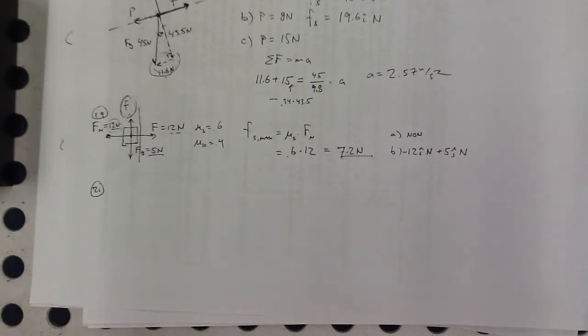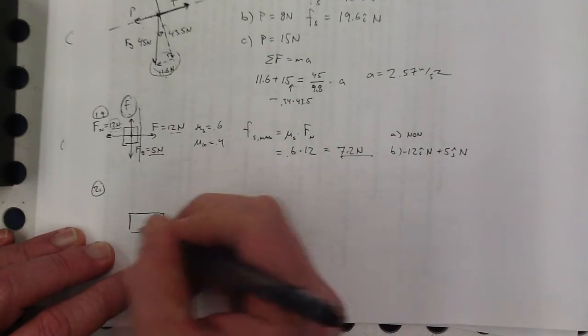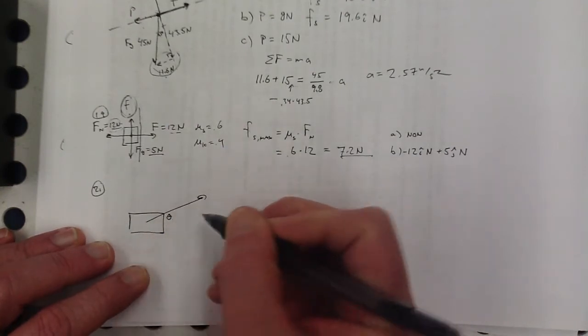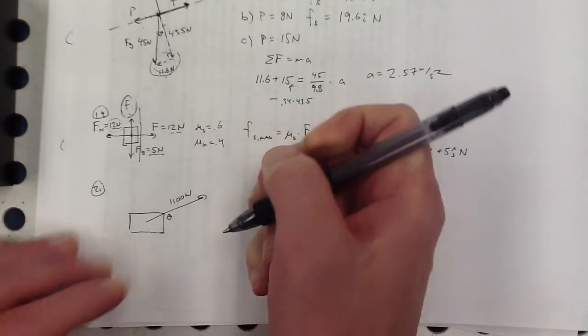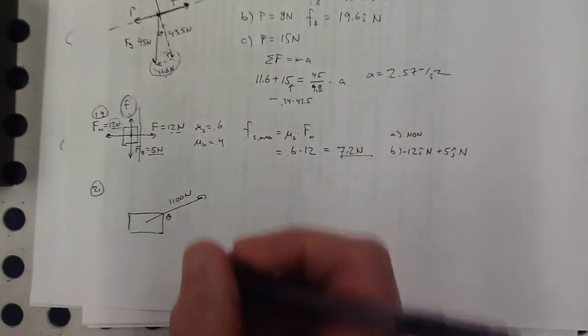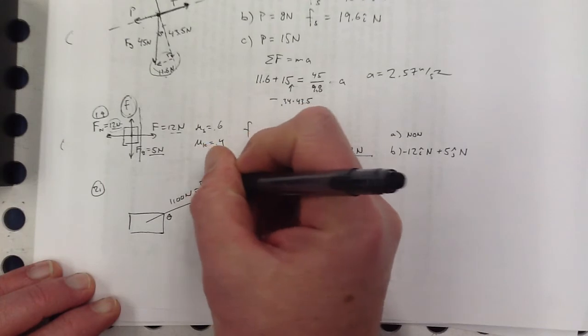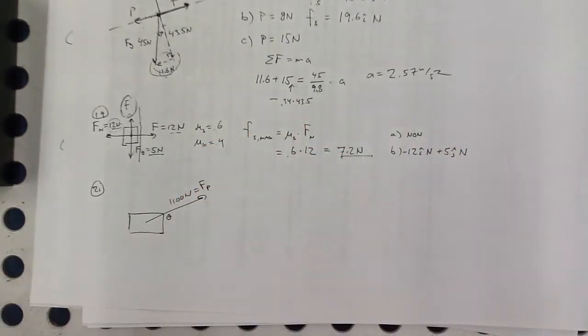Number 21. An initially stationary box of sand is to be pulled across a floor by means of a cable in which the tension should not exceed 1100 newtons. So I get the old box and cable game again. I'm just going to max that out, and we'll say that force is 1100 newtons. And the coefficient of static friction between the box and the floor is 0.35. What should the angle be between the cable and the horizontal in order to pull the greatest possible amount of sand? And what is the weight of the sand and the box in that situation?